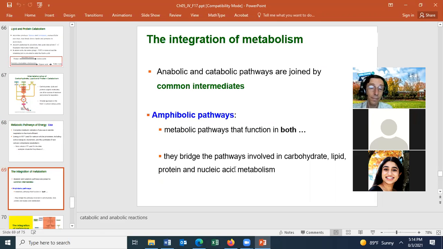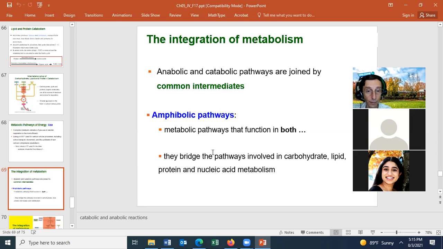Now, I've talked about anabolic and catabolic pathways as being distinct and separate, but in reality, they have common intermediates, and they are not separate pathways. We call an amphibolic pathway a metabolic pathway that can function in both directions, meaning you can catabolize a molecule, but if the reaction can be reversed, you can synthesize the molecule. Any question about any of that?